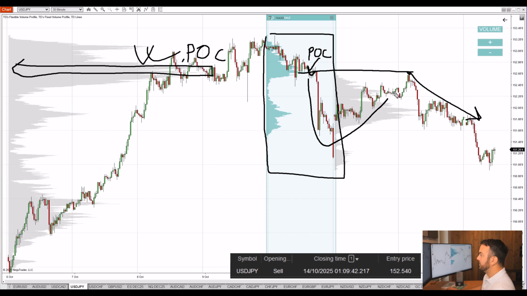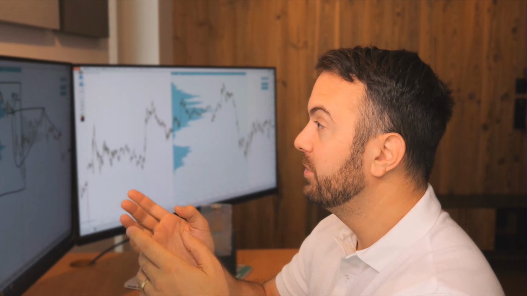All right, so I waited for the pullback and went short from there. That's it. That's how you can trade with the volume profile. That's the simplest strategy, how to use it. Obviously, there's way more to this.